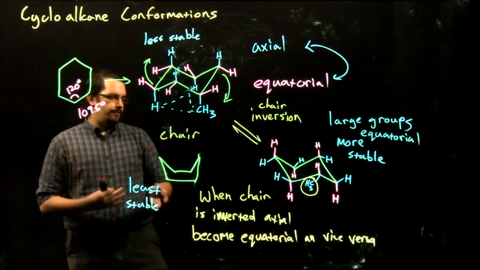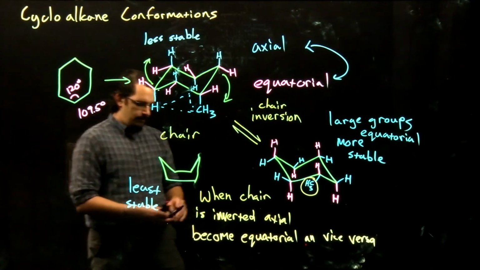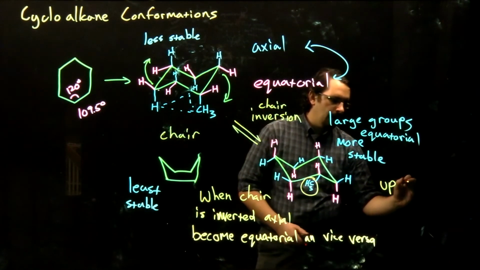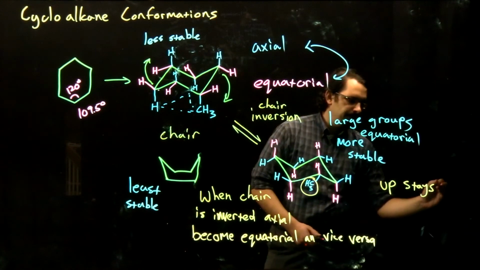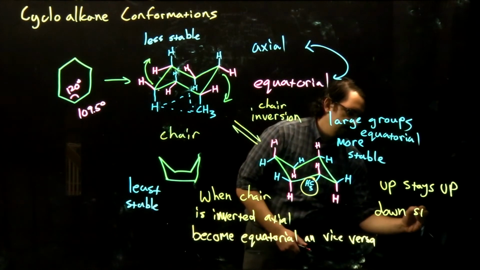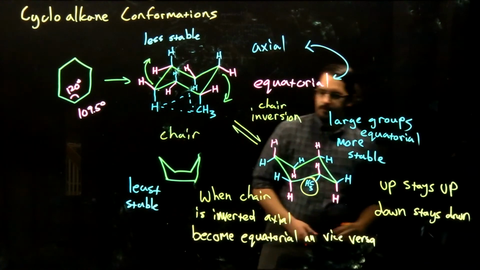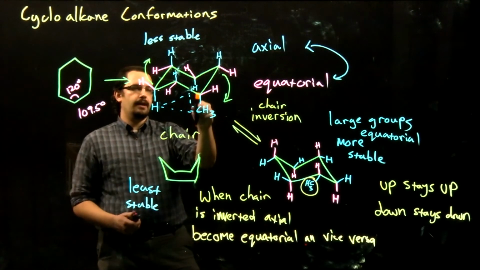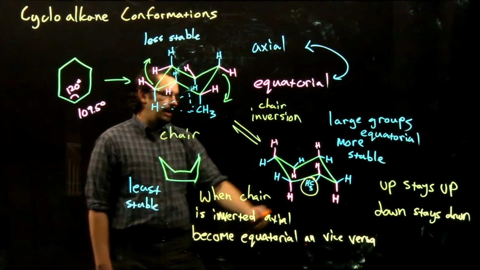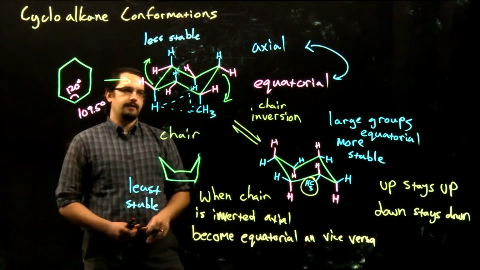So whenever we invert our chair, we're always switching what's axial and what's equatorial. The important thing is to remember that what's pointing up stays up, and what's pointing down stays down. So we had our methyl group pointing down originally, and it's still pointing down in our final chair. It's just now down in that equatorial position instead of down and axial.